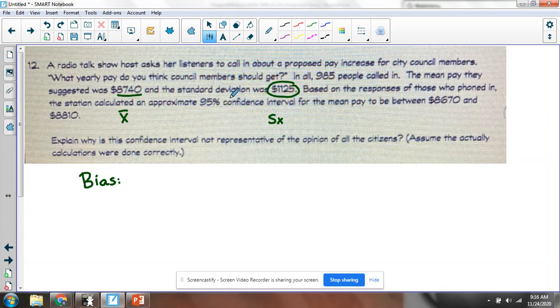But this kind of survey was only done by people who would take the time to call in. Like if you and your mom were sitting on the couch and this question came up on the news, I don't think either one of you would care enough to call in and give your opinion. So these values are only given by very, very opinionated people in the population. This is called a voluntary response bias.